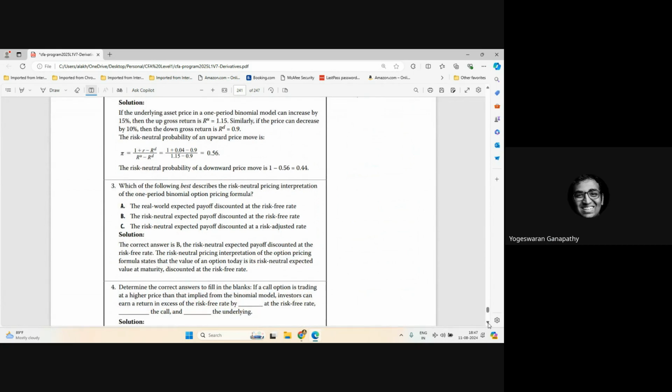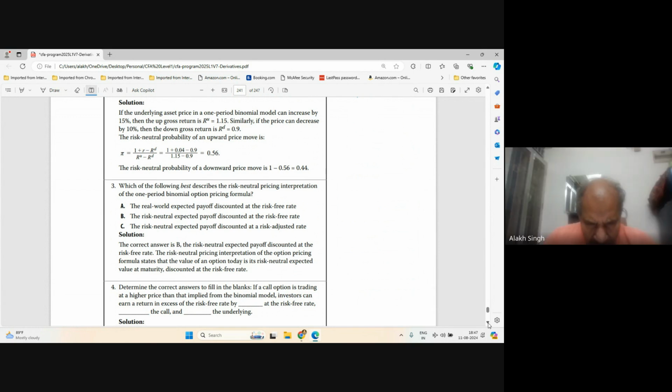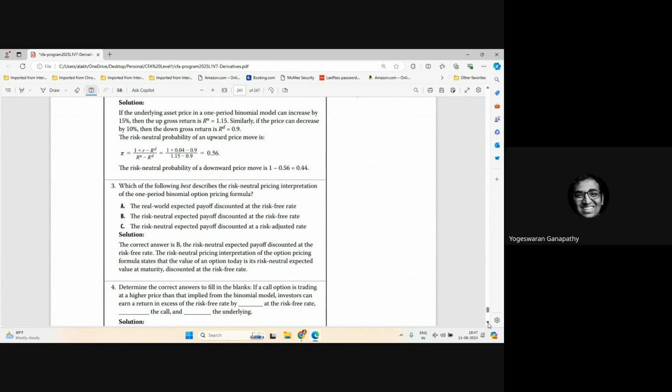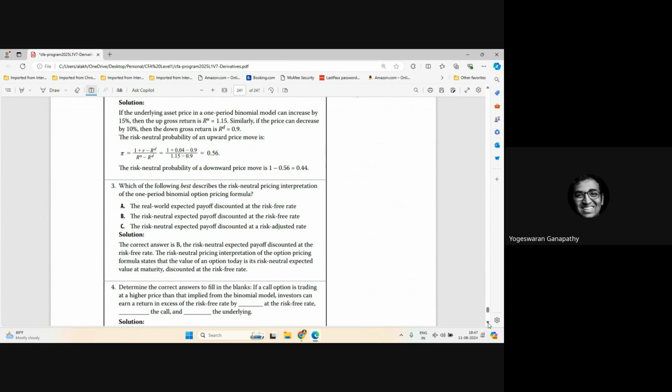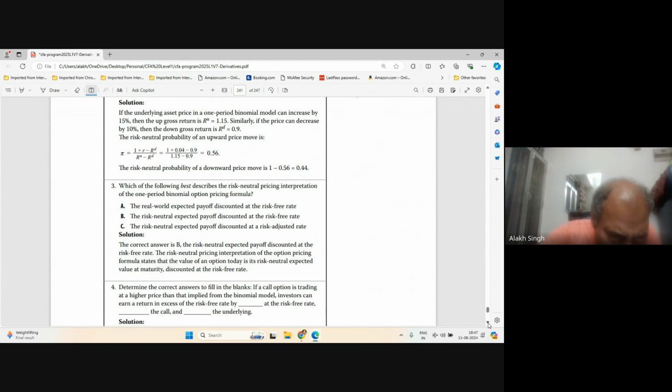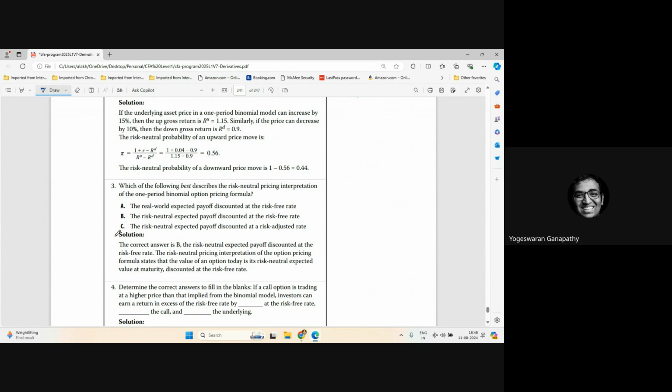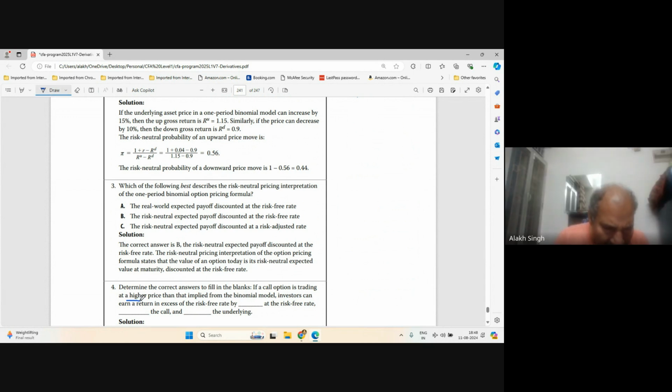If a call option is trading at a higher price than the implied binomial model, investors can earn a return in excess of the risk-free rate by borrowing at the risk-free rate. And what then will you do to the call? Buy or sell? If a call option is trading at a higher price, then you will sell the call. Whatever is trading at a higher price, you sell it.